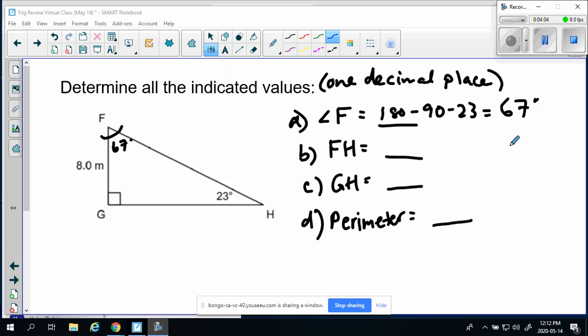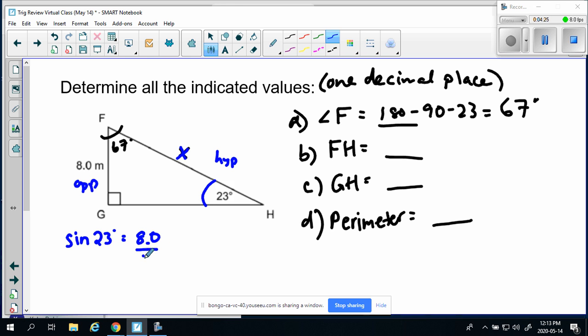So the next one we're asked to find is FH. So I'm just going to label this X to make it easier for me to work with it. And we have this side and this angle. So if I stand in this angle, then this is the hypotenuse and this is the opposite. So it looks like I'm using a sine. Sine of 23 is opposite over hypotenuse. So X is going to be 80 over sine 23. If you don't know how I rearranged that, time to go back and watch some more videos because I did that, I think, in lesson 4.